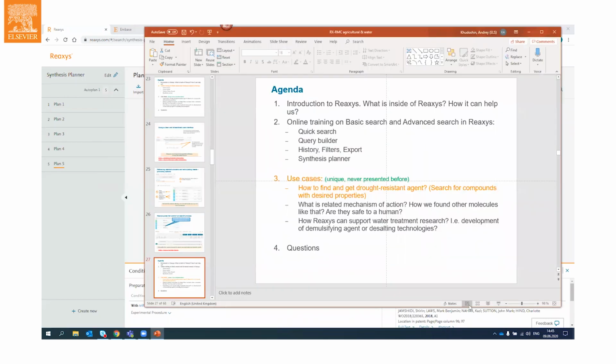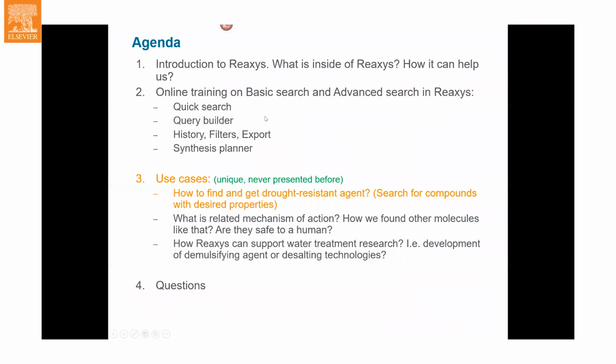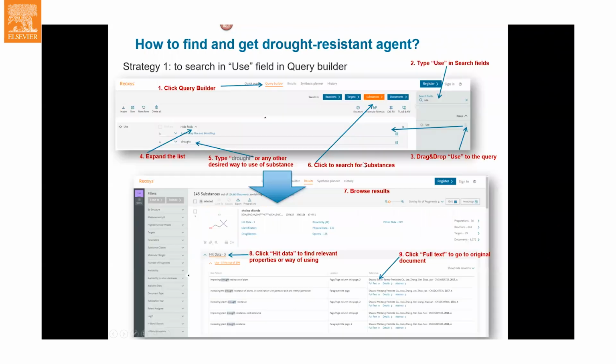So we finished with basic search functionalities, and let's go to the advanced use cases related to agricultural research. First one, as we discussed, is how to get anti-drop agent, and we will discuss several strategies with you.